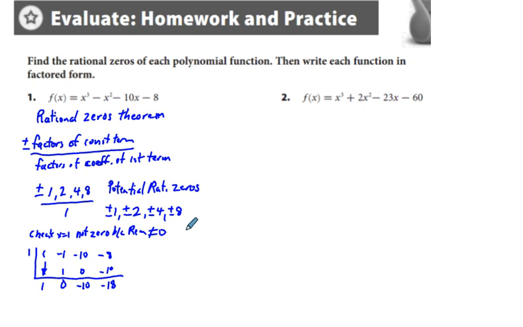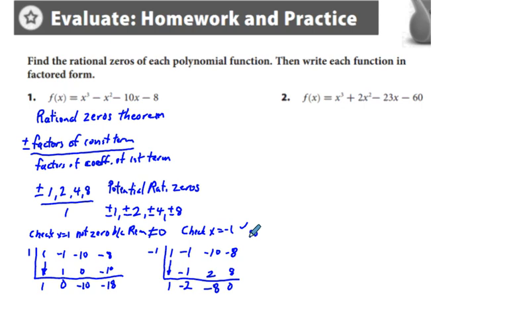Okay? Next, we're going to try negative 1. So I'm going to say check x equals negative 1. To do that, we'll put in negative 1, then 1, negative 1, negative 10, negative 8. Bring down this 1. Negative 1 times 1 is negative 1, so we get negative 2. Negative 1 times negative 2 is 2. Add these together: negative 10 plus 2 is negative 8. Negative 8 times negative 1 is 8. So we have 0. Yes.